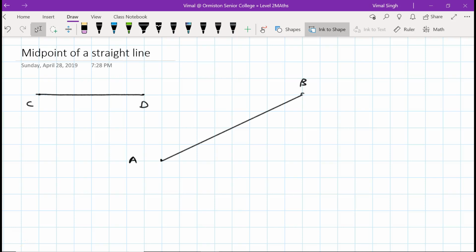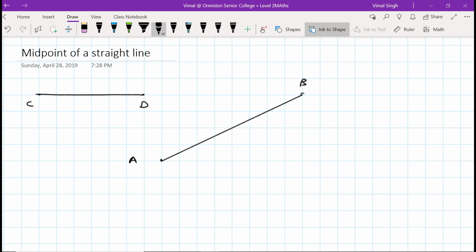Hi everyone. Today I'm going to talk to you about finding midpoints of a straight line. But before we go into the main use of the formula, let's just have a look at line CD and AB. Now if you look at line CD, it is lying horizontal, and you will notice that the length of that line CD is 6 units. If you count the squares, 1, 2, 3, 4, 5, 6, so that's going to be 6 units.